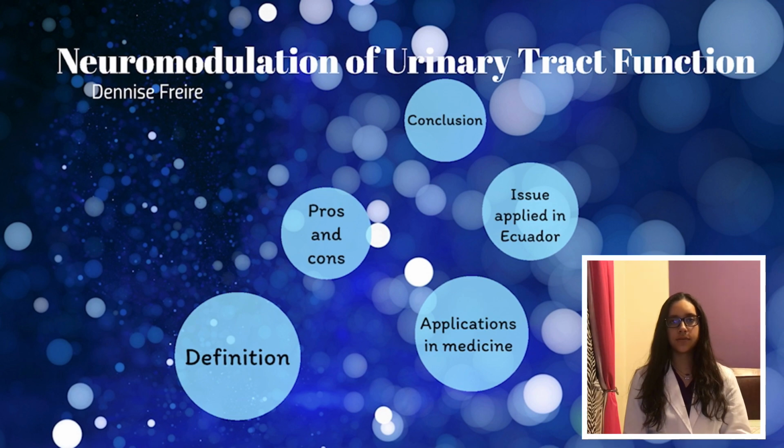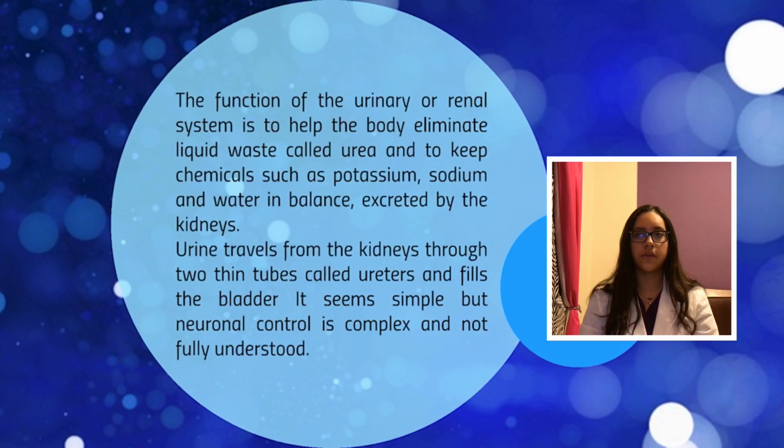First, definition. The function of the urinary or renal system is to help the body eliminate liquid waste called urea and to keep chemicals such as potassium, sodium, and water in balance, excreted by the kidneys. Urine travels from the kidneys through two thin tubes called ureters and fills the bladder. It seems simple, but neuronal control is complex and not fully understood.